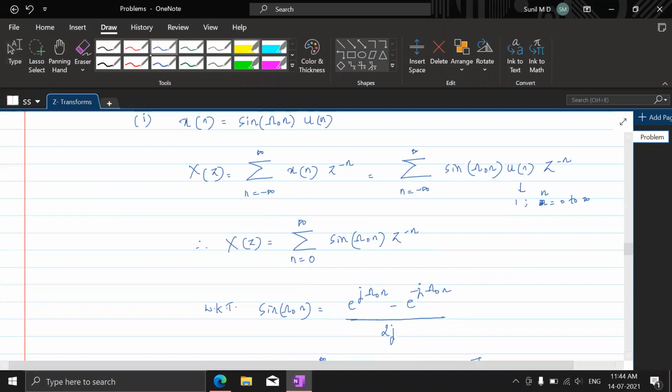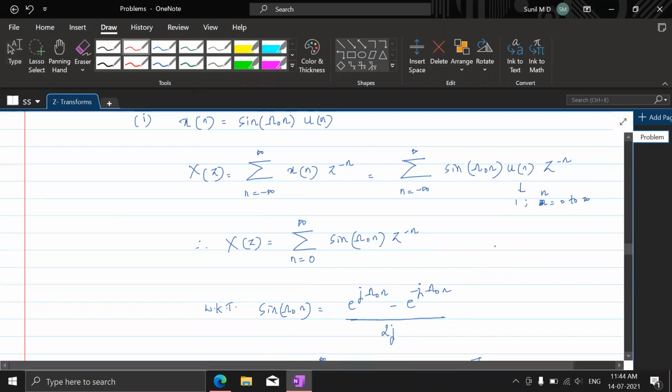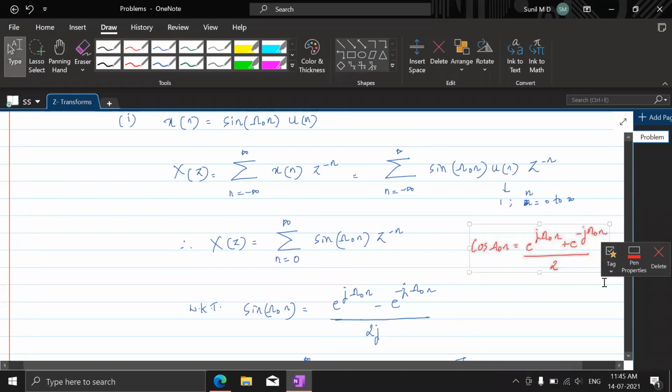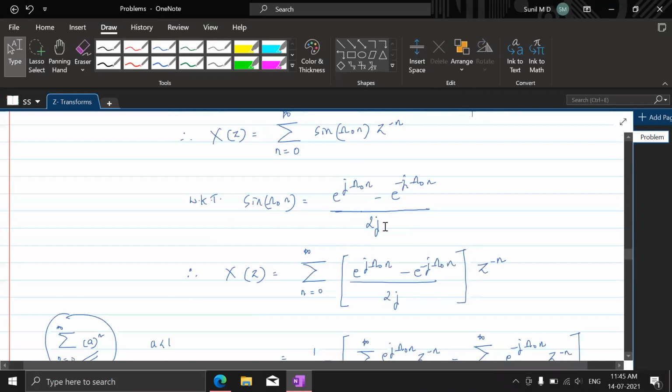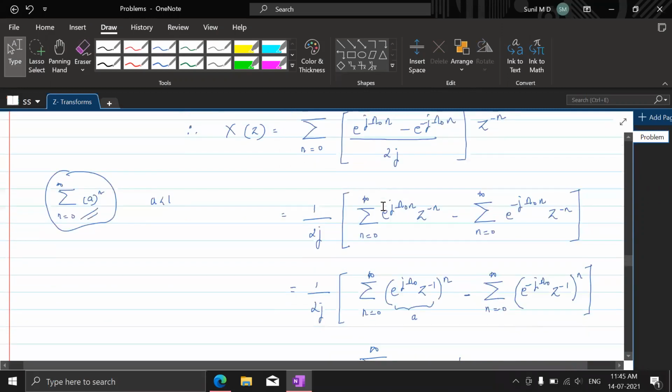Anybody? What is cos omega naught n? Cos omega naught n will be e power j omega naught n plus e power minus j omega naught n, and then the denominator, instead of 2j, you'll just have 2. So this you will bring in place of cos omega naught n when you're finding it for cos omega naught n. Understand that? Okay, so this is how we proceeded from here on.